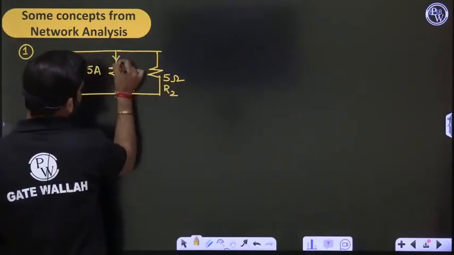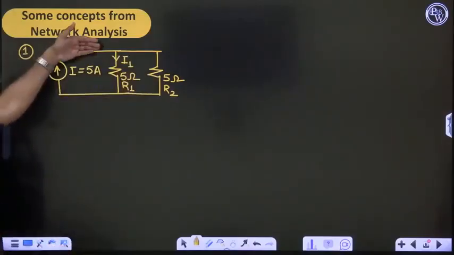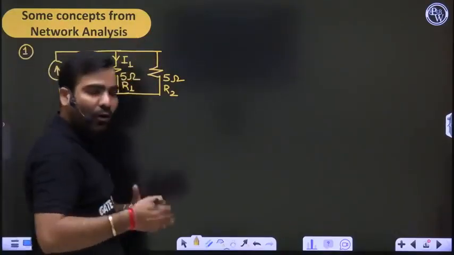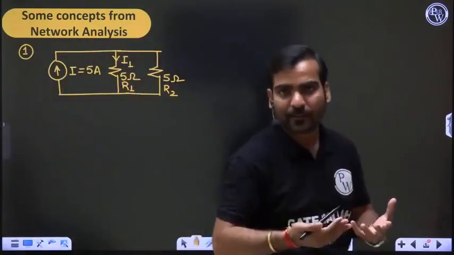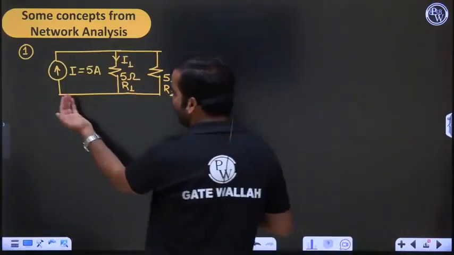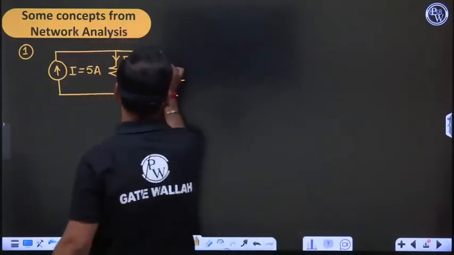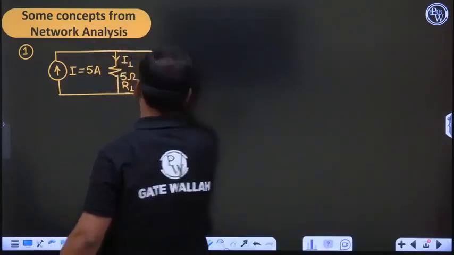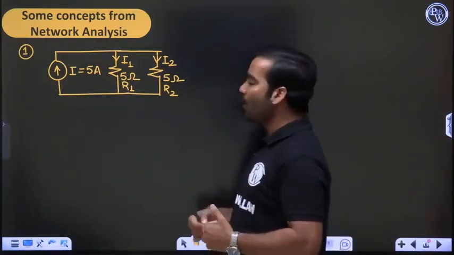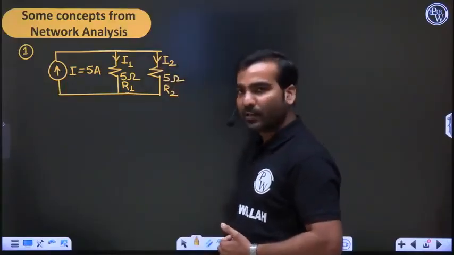The current flowing in R1 will be I1. Obviously, some current I is coming from here. Definitely it will get divided into two branches because two paths are there. Current always flows in a path. This is one resistive path and this is another resistive path. The total current coming from the current source will be divided into these two resistors, and we will have currents I1 and I2. Now the question is, how to calculate I2 and how to calculate I1? What is the rule?